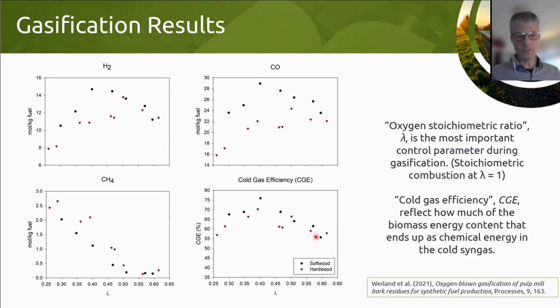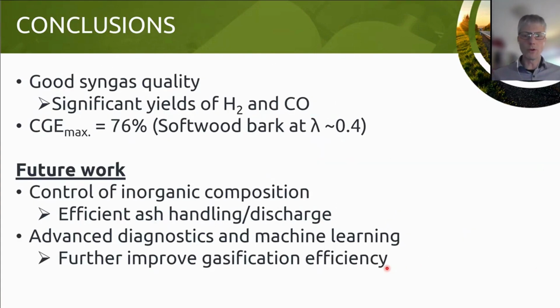If you would like to see all the results from this work package, they can be found in the research articles referred to down here at the bottom. So to conclude our work, oxygen-blown gasification of bark residues resulted in a very good syngas quality. We generated significant yields of hydrogen and CO. The maximum cold gas efficiency that we measured corresponded to approximately 76%, and it was measured during the test with softwood bark and at lambda about 0.4.